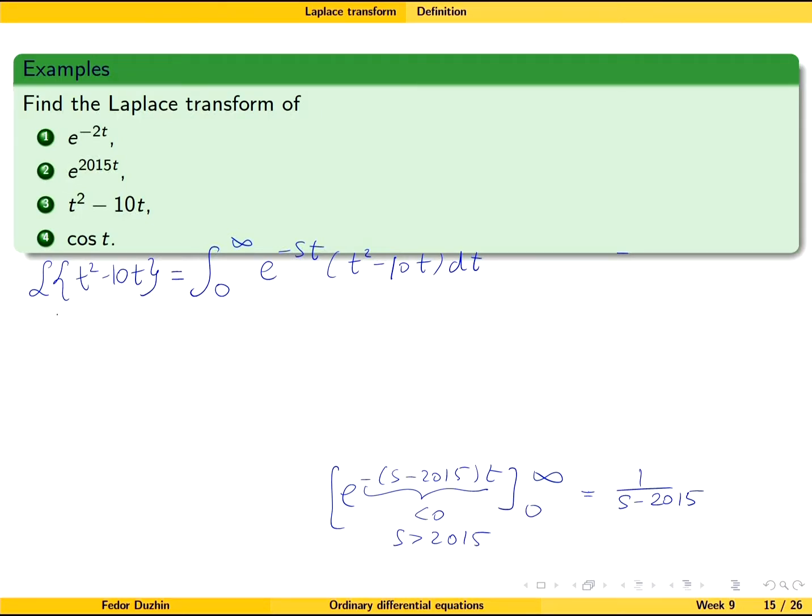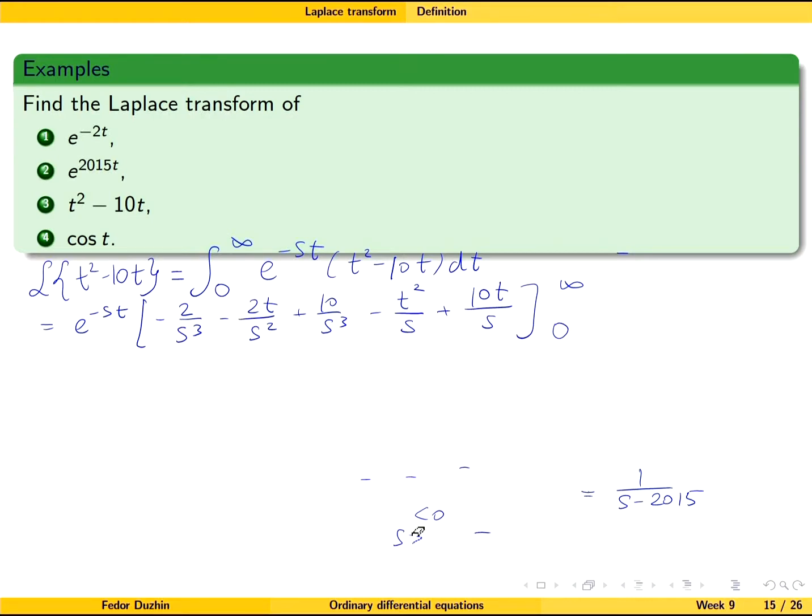The antiderivative of this is e to the minus st times minus 2 over s cubed minus 2t over s squared plus 10 over s cubed minus t squared over s plus 10t over s. And then we should take the change from 0 to infinity, right? So this is the antiderivative of the integrand.